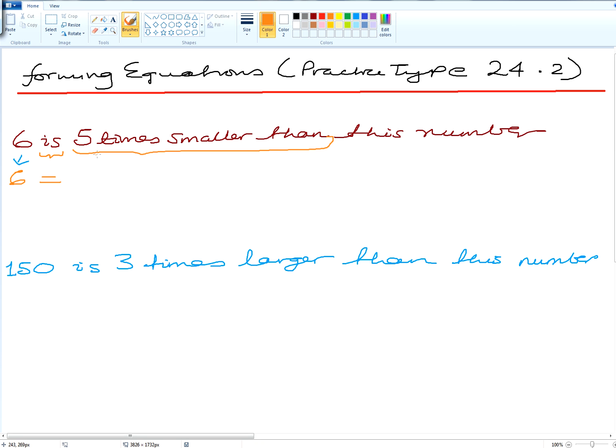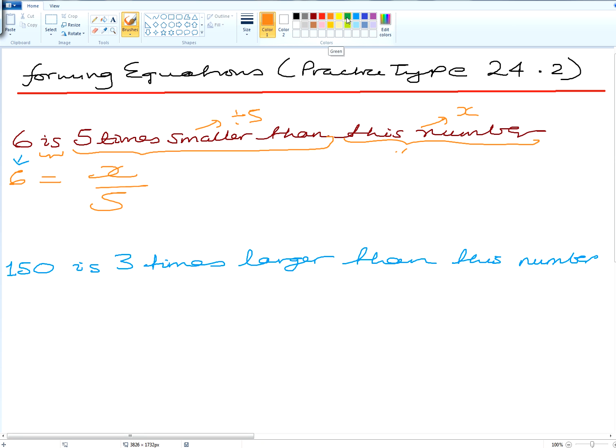If something is 5 times smaller, even though they've mentioned the word times, it's not actually talking about times, it's talking about dividing. So if you want to make a number 5 times smaller, the number is the x part. And to make it 5 times smaller, what do we do? Divided by 5. So this part means divide by 5. This part here is our x. So 6 is 5 times smaller than my number.